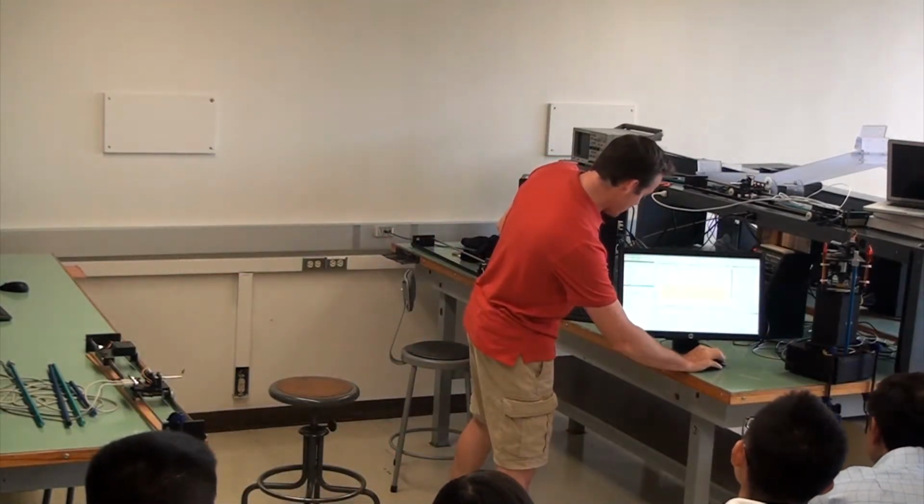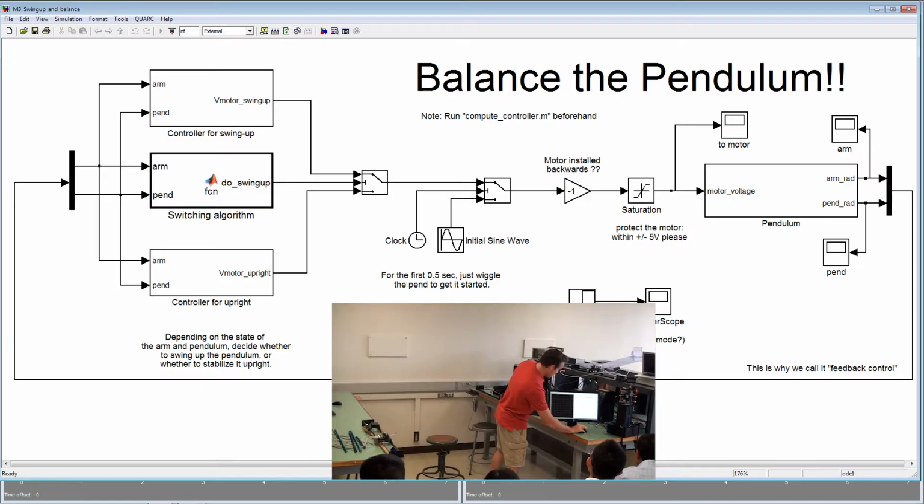So at the end of the ECE 147 series, you will have made a block diagram that looks like this big complicated thing. Way over here on the right, there's this pendulum block.